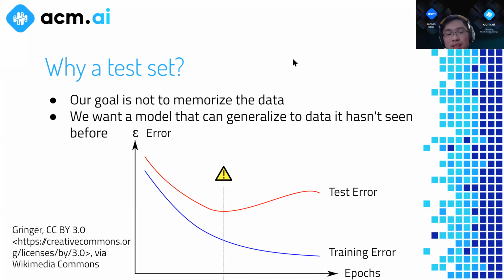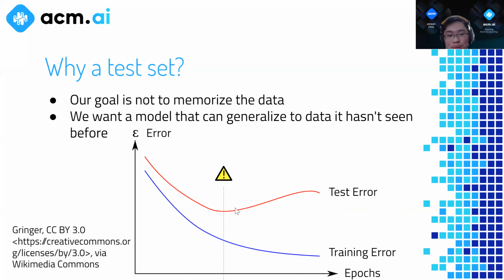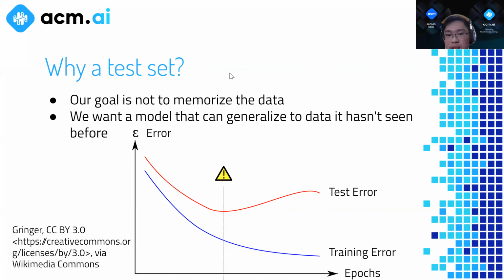Okay, the easiest way to combat overfitting is just stopping before the training error and the test error diverge. And this is called early stopping. If you stop at this point, then you can see the test error is the lowest. That means our model has the best performance when it comes to generalizing to real world data that hasn't been seen before.